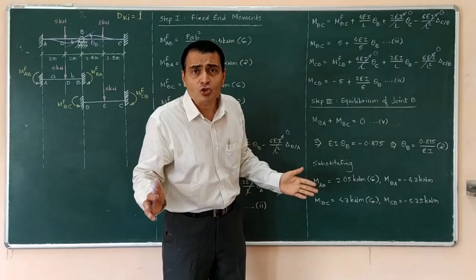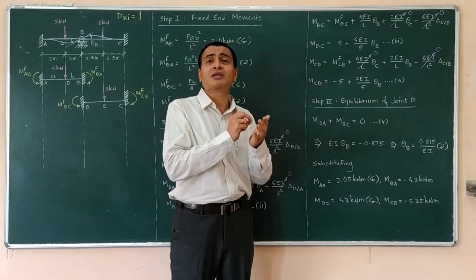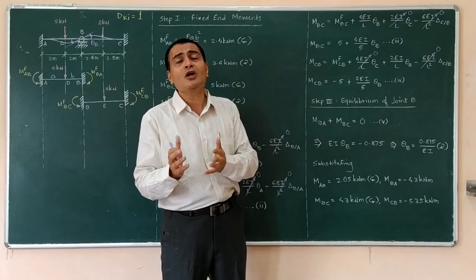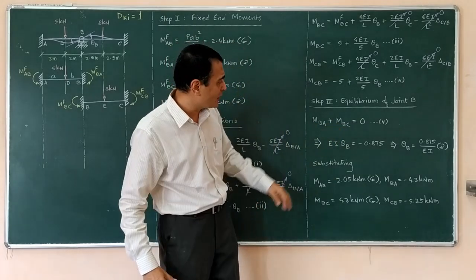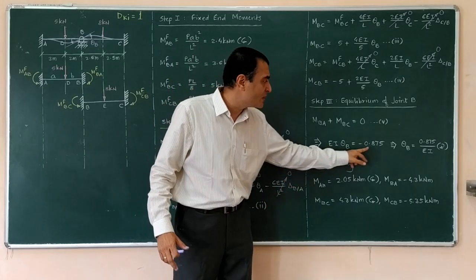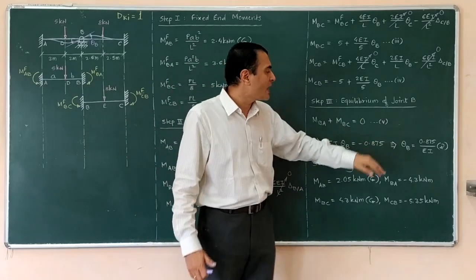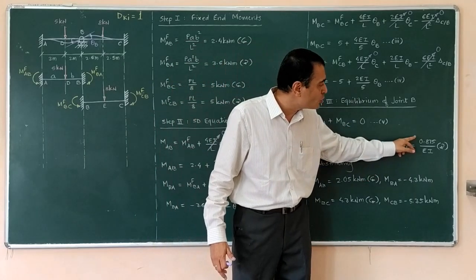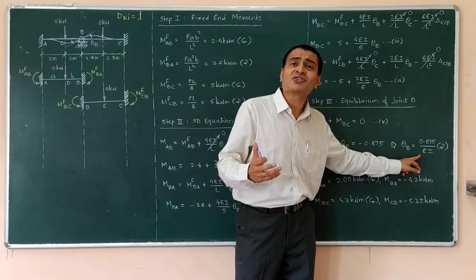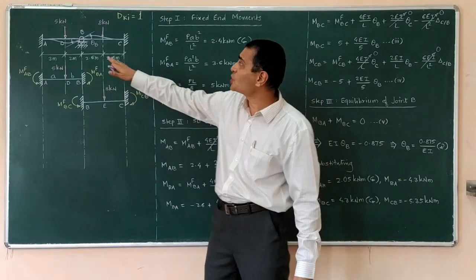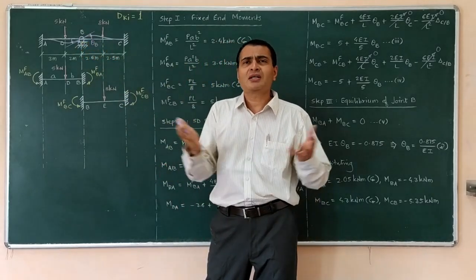If you solve, you will find that this one equation now contains the common unknown theta B, or the expression EI theta B. So I solve for EI theta B, and I am getting EI theta B is equal to negative 0.875, or I can say theta B is equal to negative 0.875 upon EI. Now a negative answer indicates that your original assumption, original sense, was wrong. That is possible.